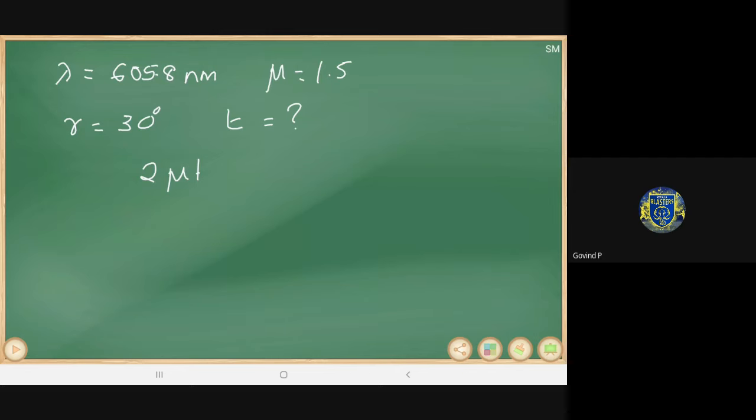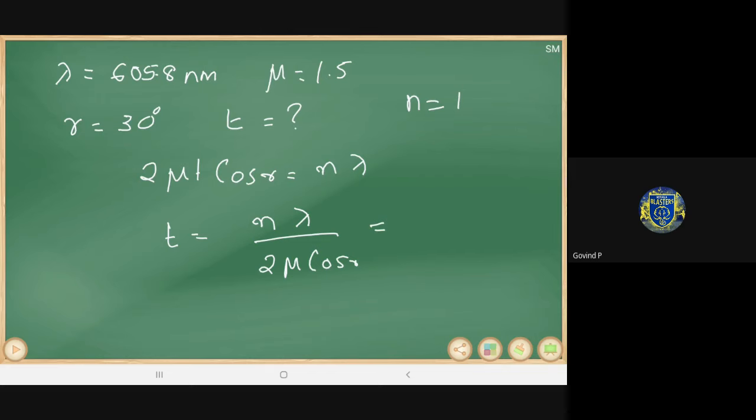So 2 mu t cos r is equal to n lambda, a direct problem. So t is equal to n lambda by 2 mu cos r. Minimum thickness means n is equal to 1. So it is equal to 1 into 605.8 into 10 to the power minus 9 divided by 2 into 1.5 into cos r. You can just calculate and find.